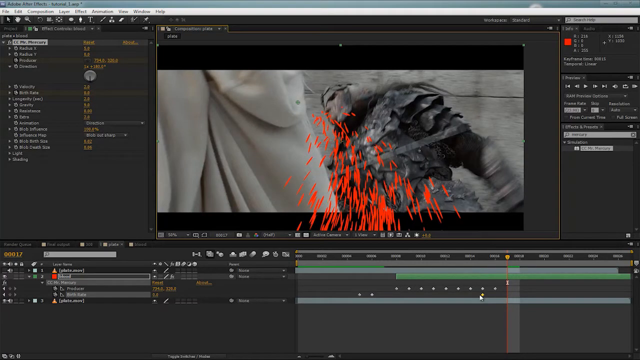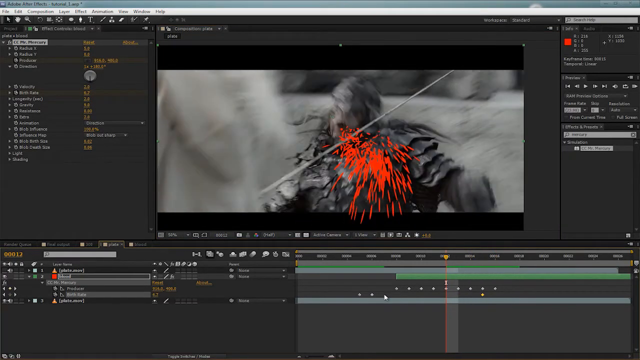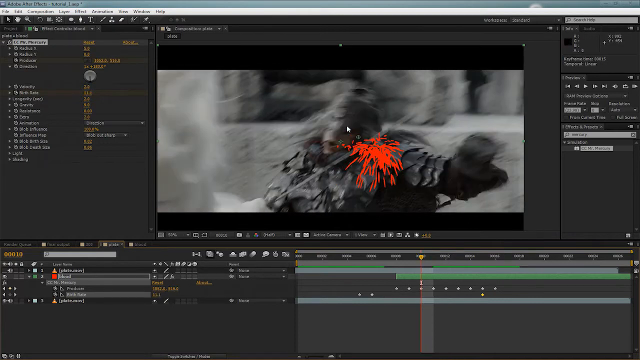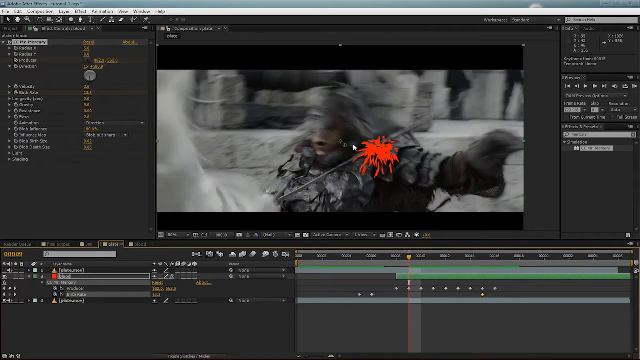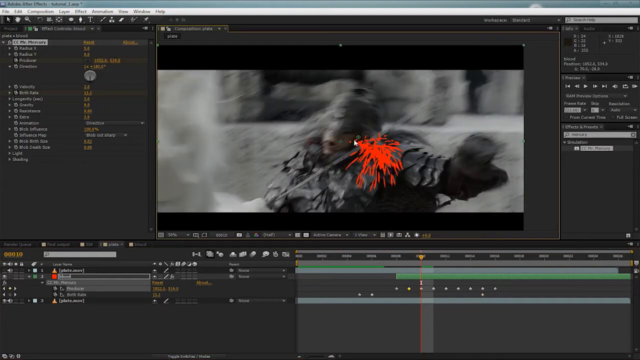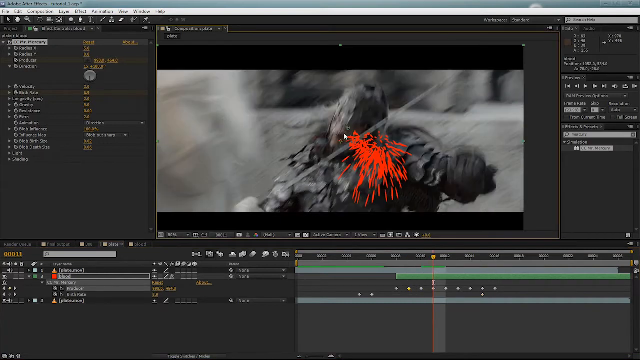To help that, move this over a bit, so still some blood emitting. So this frame is too far over. This frame looks good. This frame is too high.